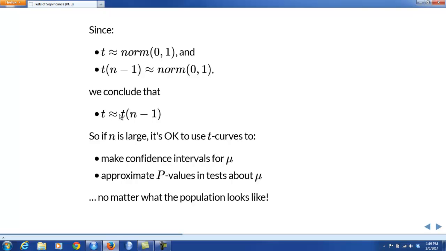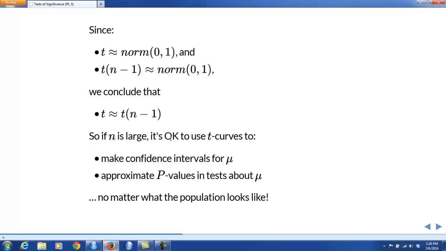We can then conclude that at large sample sizes, the t-statistic has approximately a t-random variable distribution with n-1 degrees of freedom. So, if the population is exactly normal, the t-statistic is exactly the t-distribution with n-1 degrees of freedom. But even if the population is not normal, at large sample sizes, the t-statistic will still be approximately the t-distribution with n-1 degrees of freedom.